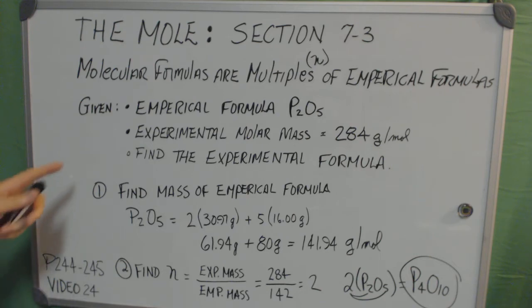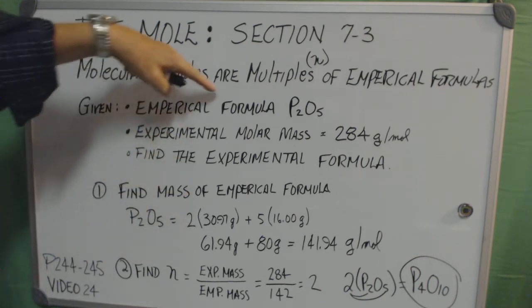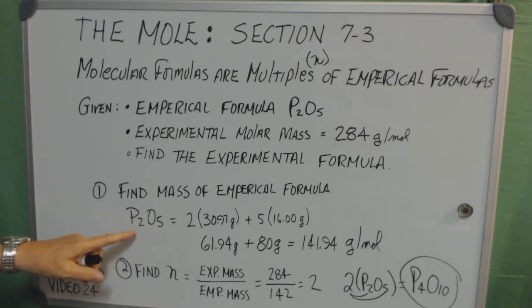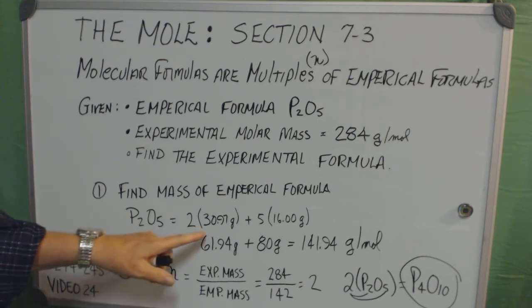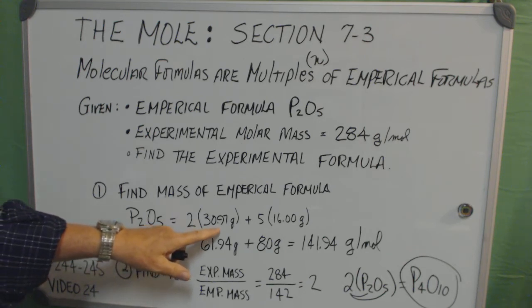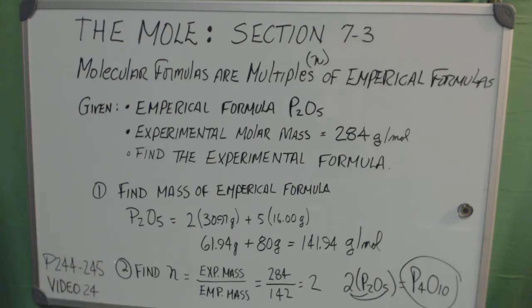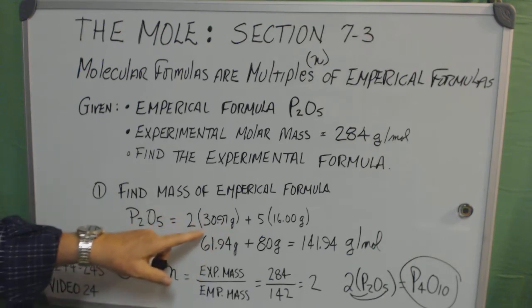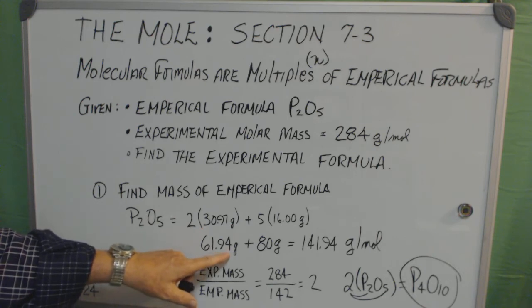So the first thing I have to do is find the mass of the empirical formula, and we've done this before. I take my P2O5 and look up in the periodic table the atomic mass for phosphorus, and I see that it's 30.97. You should always use 2 decimal places for atomic mass units off the periodic table if you can. Notice there are 2 of these, so I have 2 times this atomic mass, and that gives me 61.94 right underneath it.